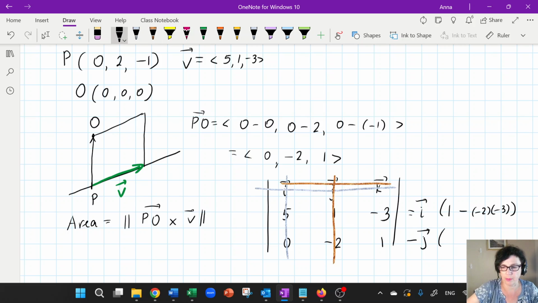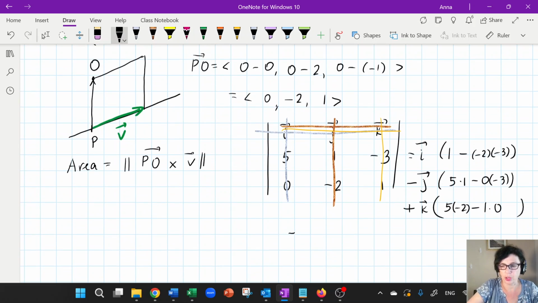So that will become 5 times 1 minus 0 times -3. And then finally, we'll get plus k. So here we want to cross out the last column and the first row. So that will become 5 times -2 subtract 1 times 0. Okay, so simplifying that, the cross product is going to become 1 subtract, because there are 3 minuses, 6. So that's -5. Okay, and then over here, that's just going to be 5. So that's minus 5j. And then this is minus 10k.